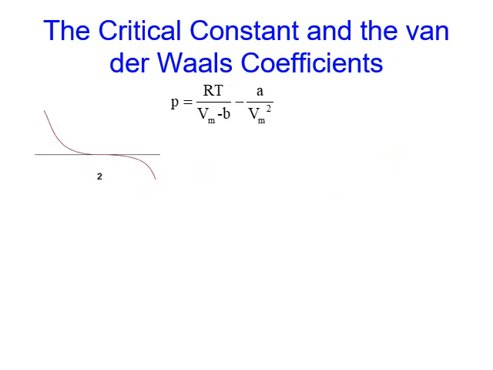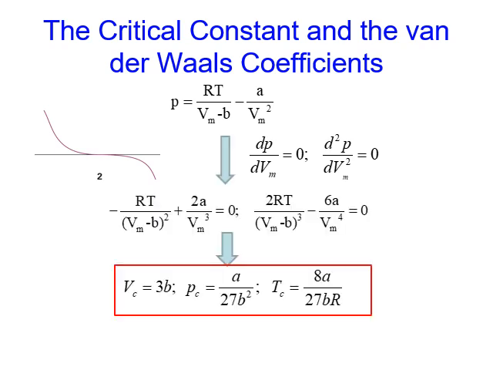To calculate the critical constants, we write the van der Waals equation and set the first derivative and second derivative both to zero. And the solution gives you critical volume 3b, critical pressure a divided by 27b squared, and critical temperature 8a divided by 27bR. So these are the theoretical predictions of critical constants for a real gas using the van der Waals equation.